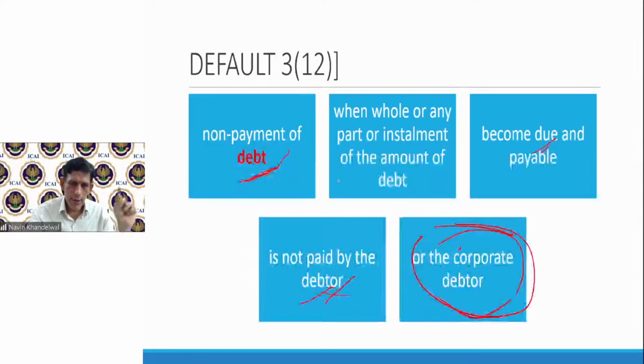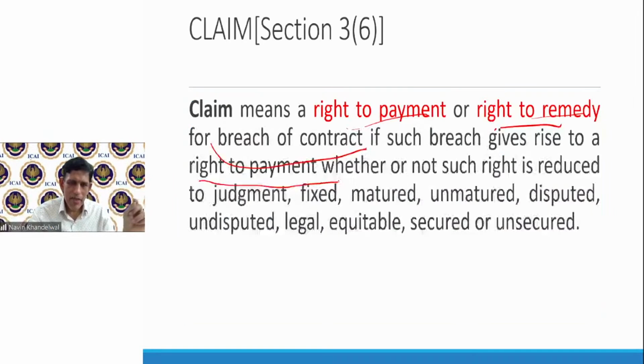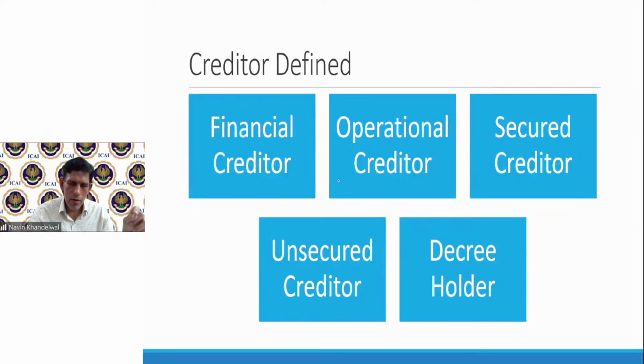So remember, default of debt. Debt is an obligation with respect to a claim. And what is a claim? Which we have understood. So debt can be classified under financial or operational debt. And based on that, we will define the types of creditors also. So we have financial creditor, operational creditor, secured creditor, unsecured creditor, and decree holder. Decree holder means a person who has got an order from the court for receiving a payment.